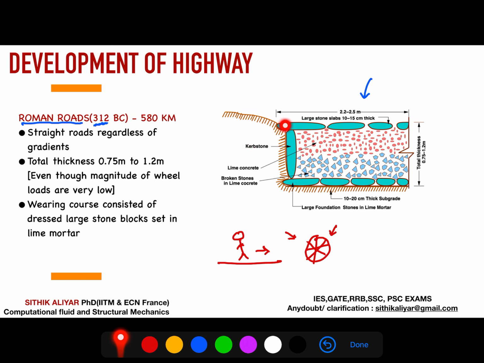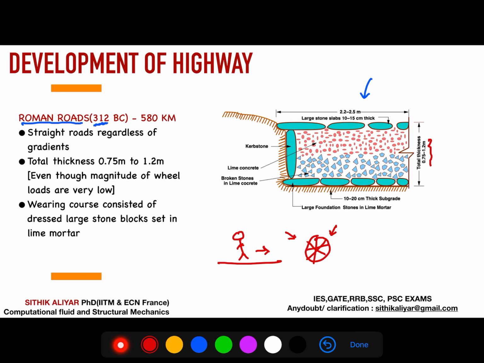Roman roads have heavy stones at the top and heavy stones at the bottom, and they are filled with lime concrete and some broken stones in between. You can see the total thickness is 0.75 to 1.2 meter. Even nowadays we provide this much, even for heavy trucks and flexible pavements. So they provided a very good foundation and very heavy thickness for a very small load of animal drawn vehicles.